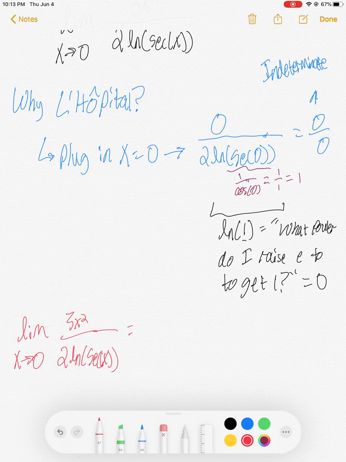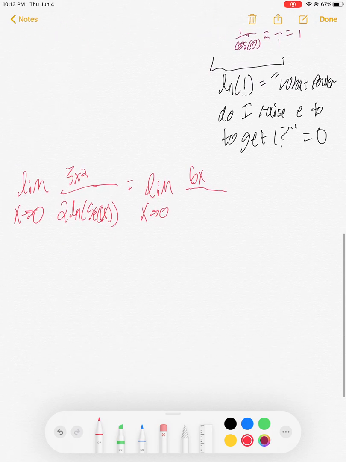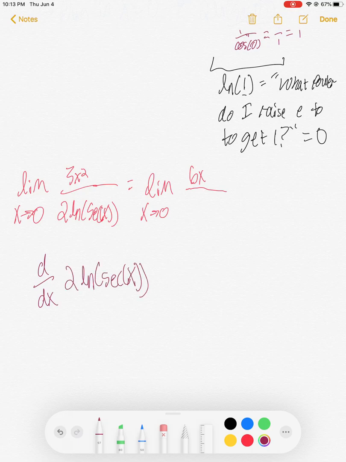So what we can do is take the derivative of the top and the bottom. The limit as x approaches 0 of 3x squared over 2 ln secant x equals, okay, so that's equal to what happens if I take the derivative of the top and bottom. Well, the derivative of the top, that one's not so bad. That's just an application of the power rule. So that's just 6x.